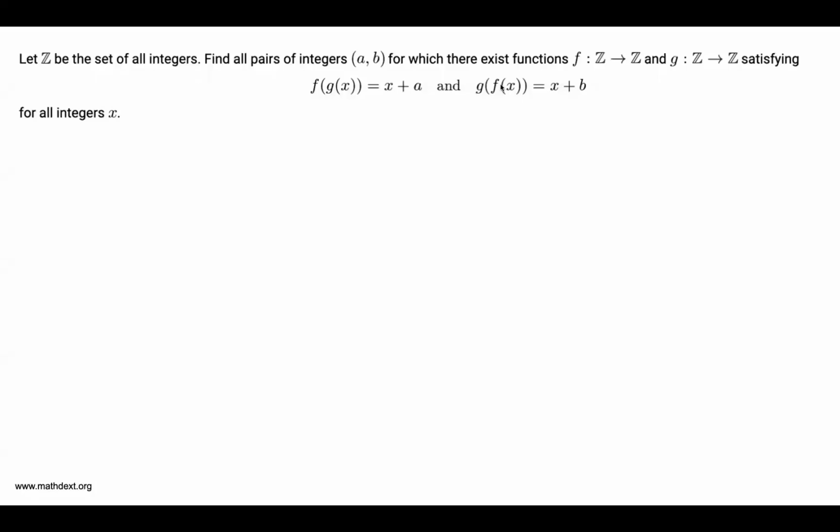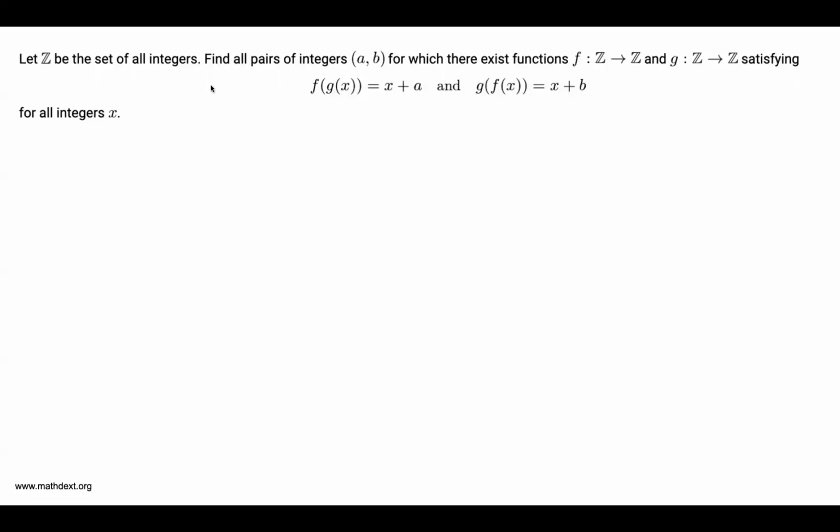Hello, everybody. Today we will be solving problem 2 of the 2019 JMO. The problem reads, let Z be the set of all integers. Find all pairs of integers a, b for which there exist functions f from Z to Z and g from Z to Z, satisfying f of g of x equals x plus a and g of f of x equals x plus b for all integers x.